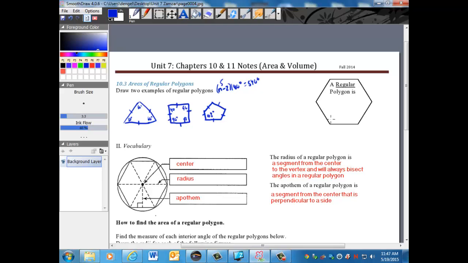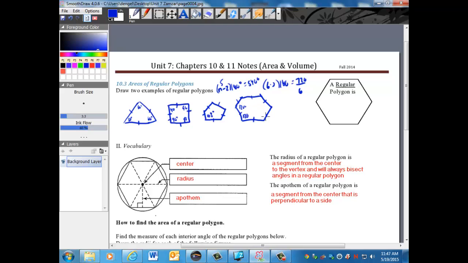We also have our regular hexagon, which is over to the right, but let's go ahead and draw in our own. There's our regular hexagon. Again, all sides are congruent, all angles are congruent as well, so we take (6 minus 2) times 180 degrees, which is 720. Divide that by 6, and we know that each interior angle is 120 degrees.